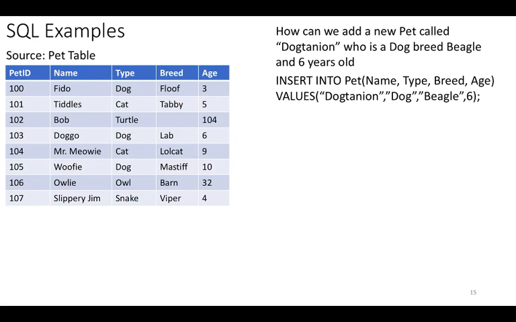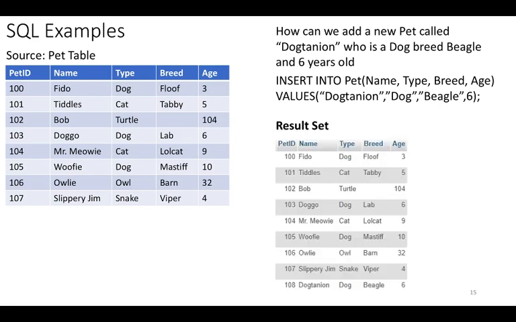So that is the fundamental insert query. Insert into table, this field, that field, values, this value, that value, and map them between. When we execute it and have a look at the contents of our table, you'll see that at the end, Dogtanian has been added. It's a dog, it's a beagle, an age of 6, so the data has been added in.